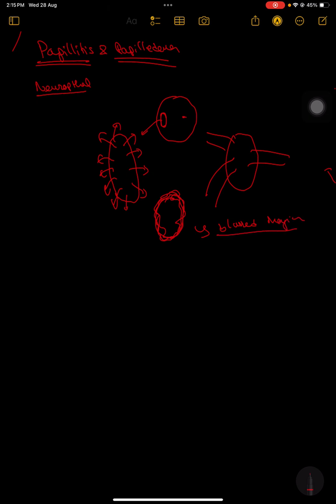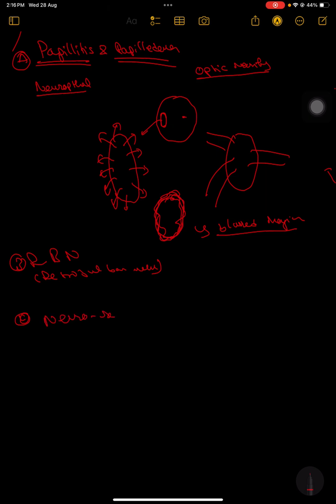Whenever we talk about papillitis, we have three types. Basically, papillitis comes under optic neuritis. Optic neuritis has three entities. One is papillitis, the other one is retrobulbar neuritis, RBN, and the next one being neuroretinitis.